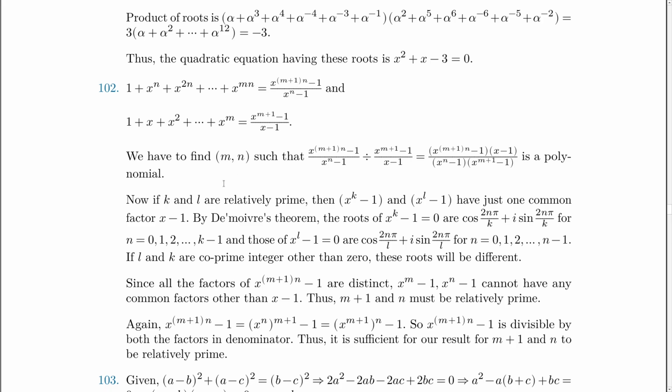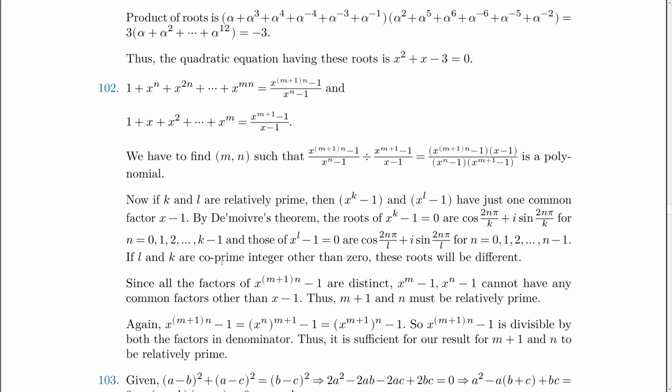Now we choose k and l as relatively prime. Then x to the power k minus 1 and x to the power l minus 1 have a common factor x minus 1. Now from De Moivre's theorem, the roots of x to the power k minus 1 equal to 0 are cos 2n pi by k plus i sin 2n pi by k, for n equal to 0 to k minus 1. And those of l would be with l in the denominator, with n equal to 0, 1, 2, up to l minus 1. So if l and k are co-prime integers, then other than 1, these roots will be different.